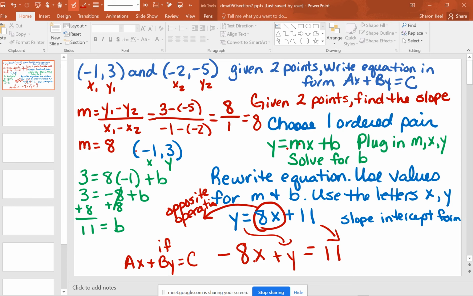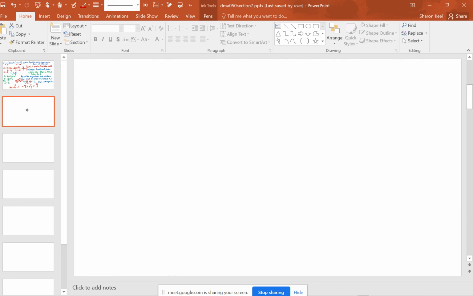So anytime you're doing the problems with equations of lines, to me, that is the easiest way to go about doing it. Now, sometimes you're not given 2 points. They'll give you the slope and an ordered pair, and then you go from there. Now, I want to do another one of these as another practice so that you can see how we went about doing this.